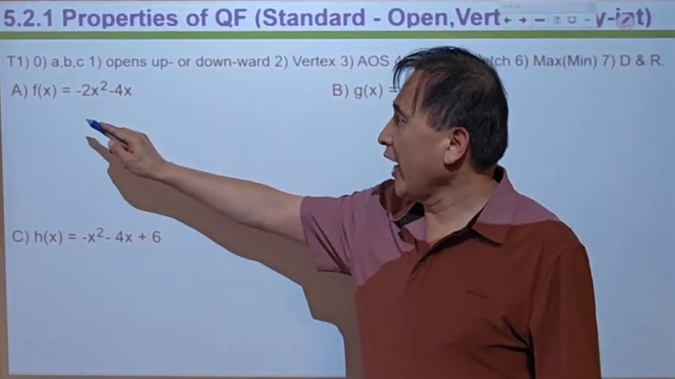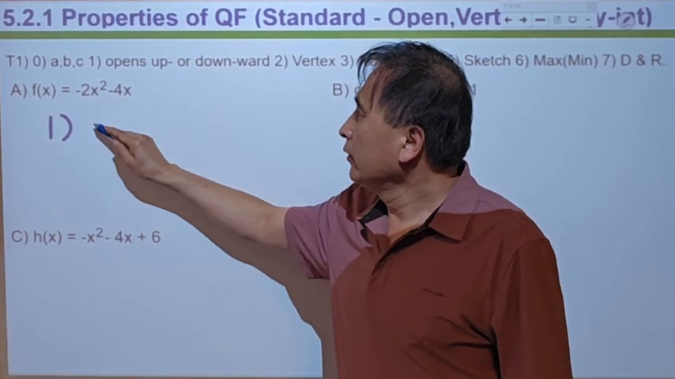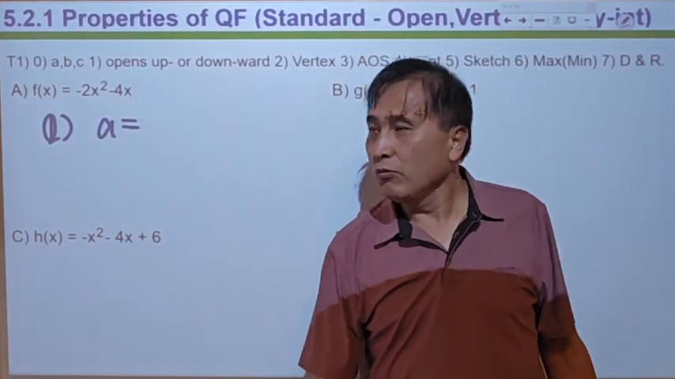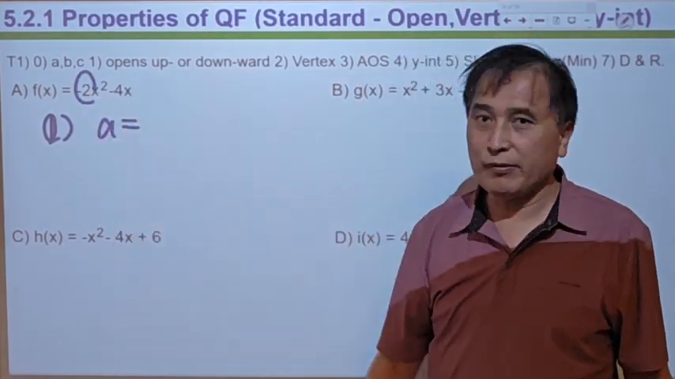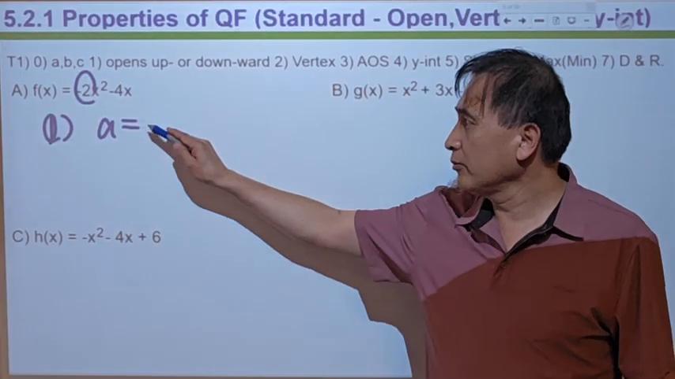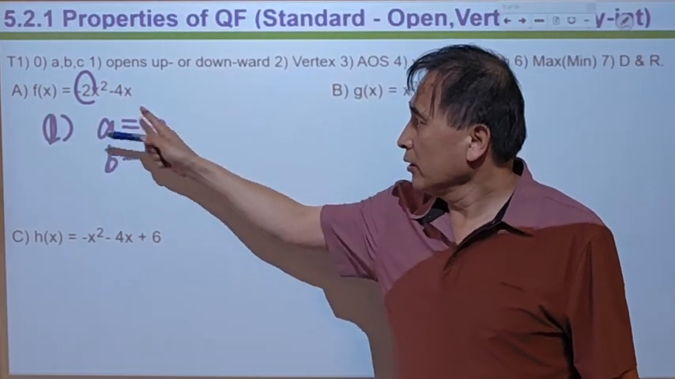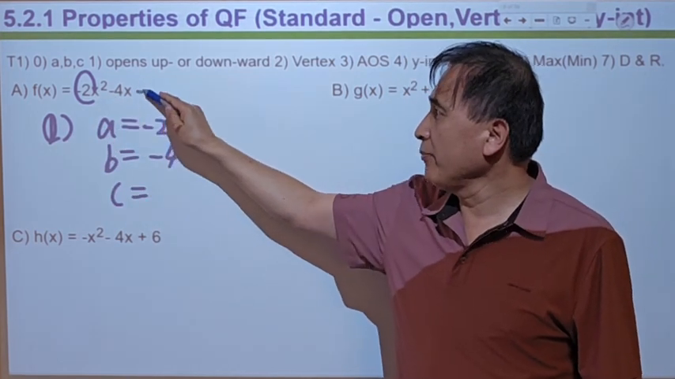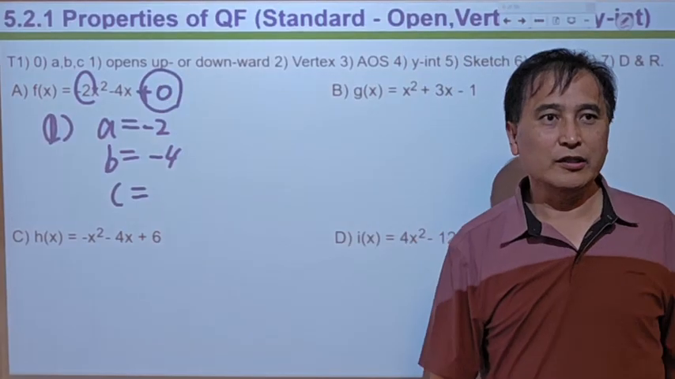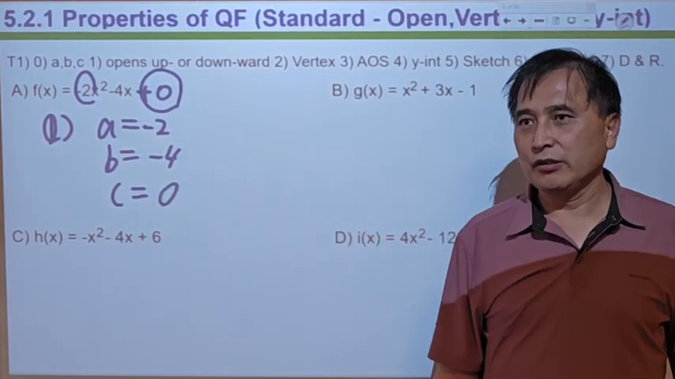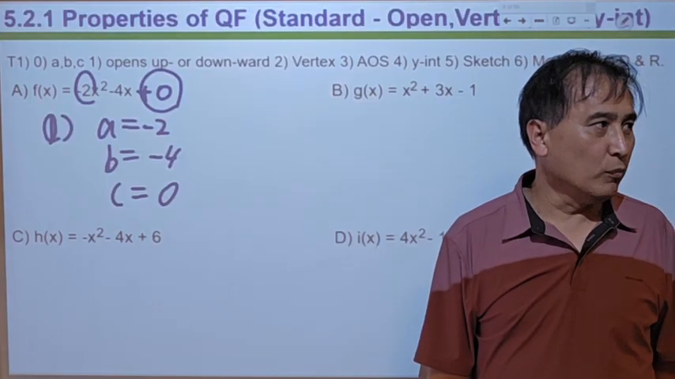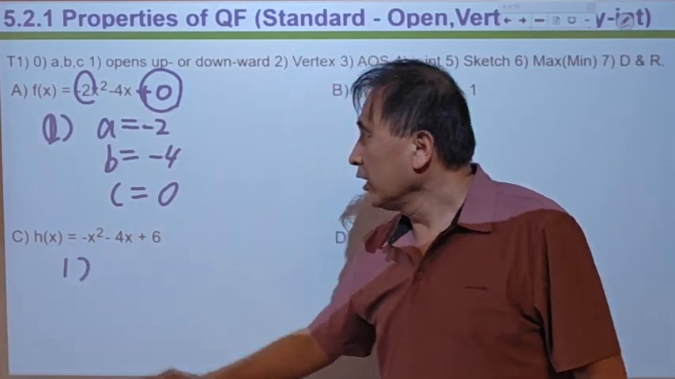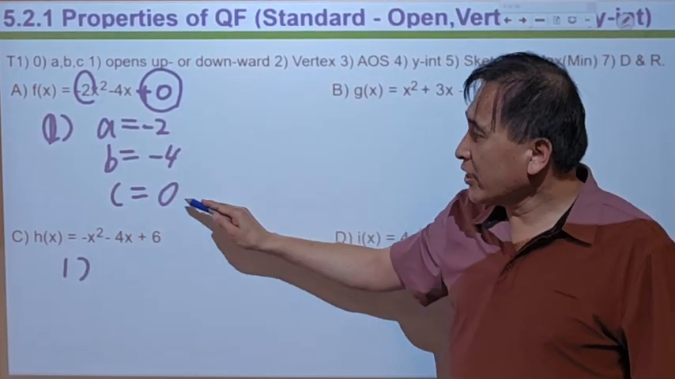Okay, first let's find a, b, c. So a here, this number in front of x squared, that's a, right? So in this case, -2. And b, -4, right? C, I don't see it here, that means you can say 0 there, right? So c is 0. a, b, c, that's the first thing you're going to do, right? Because it's standard form, we write a, b, c first.